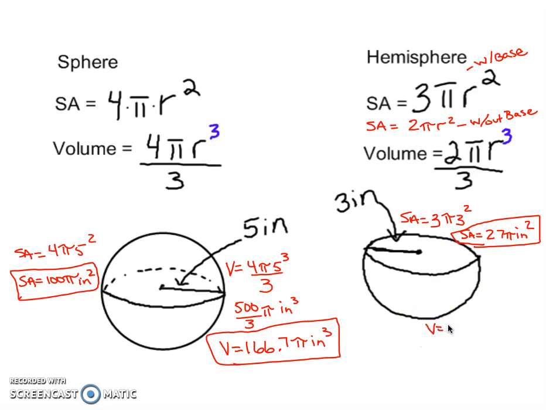And down here we'll do the volume. Volume would equal 2 pi, we're following this formula right here. Our radius is 3, and we're going to cube that and then divide it all by 3. So we would end up with volume equals 54 pi inches cubed divided by 3. So our volume is going to end up being 18 pi. And remember, we have cubic units, so 18 pi inches cubed.